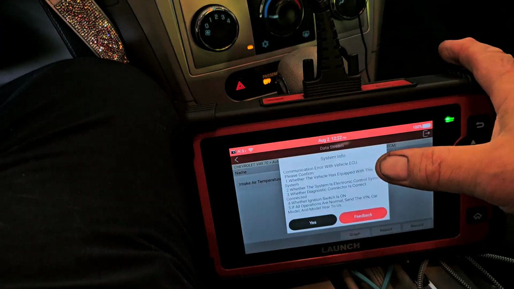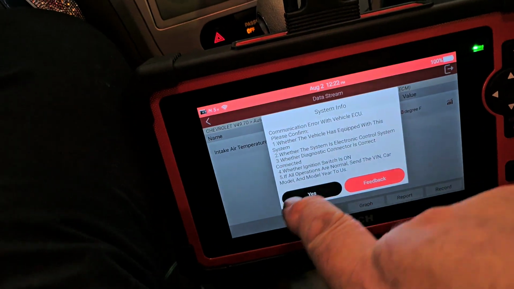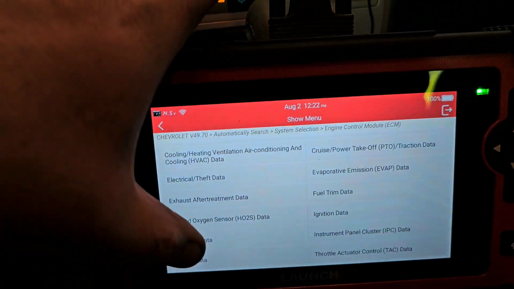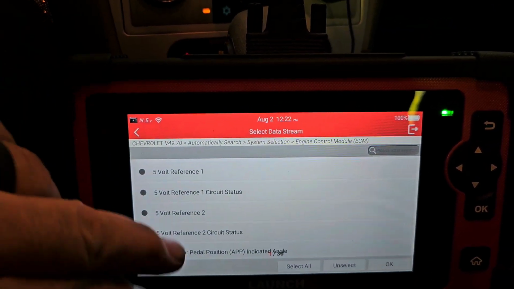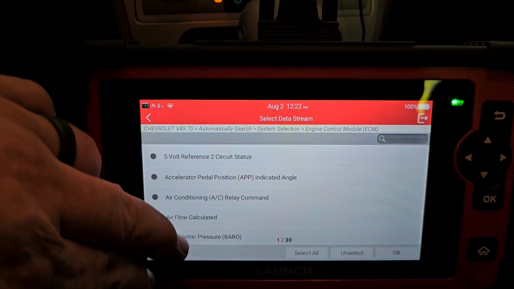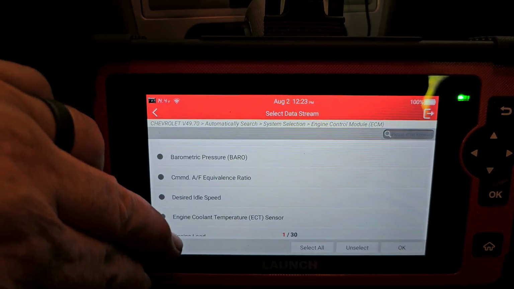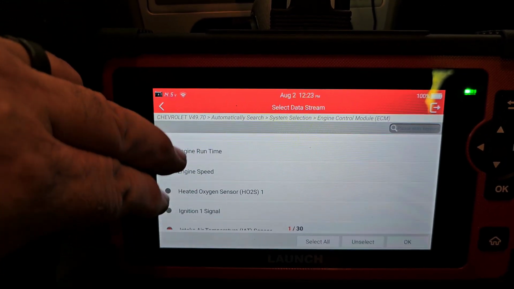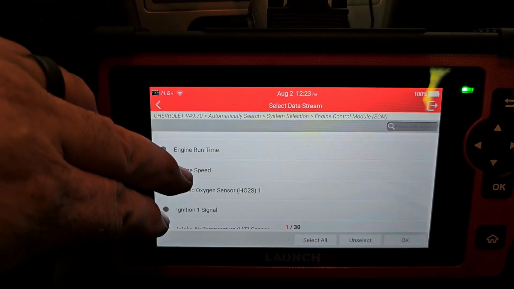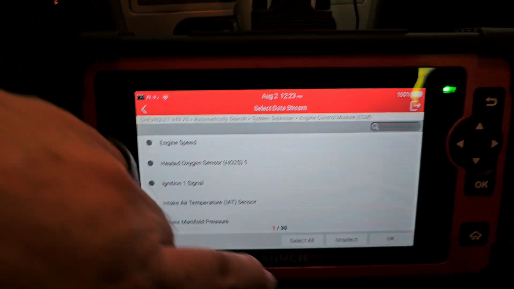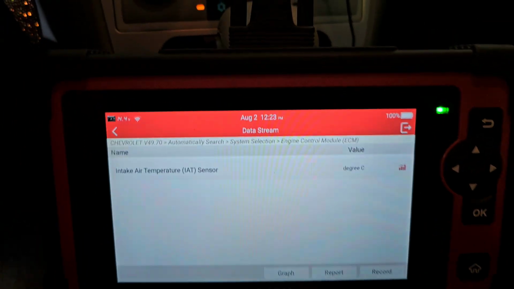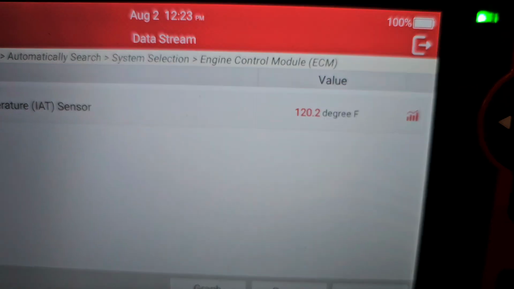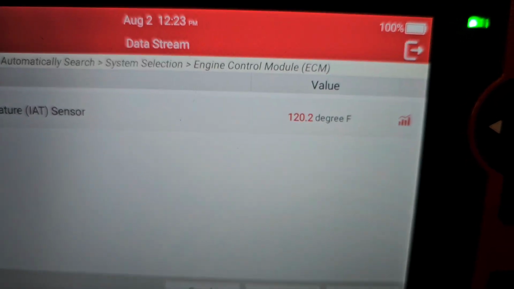But, let's see. Let's go back to induction data. I should have probably showed you what the airflow is actually reading, because it wasn't reading anything. It was kind of stuck at 0. All right, intake is still lit up. All right, 120 degrees. So that's kind of right. That's basically engine temperature.